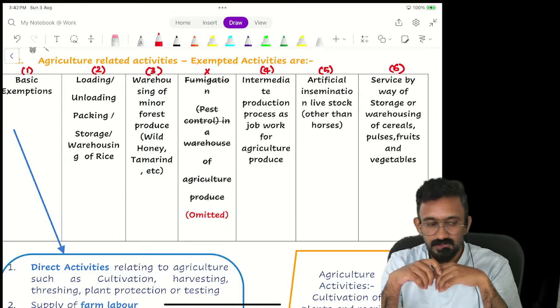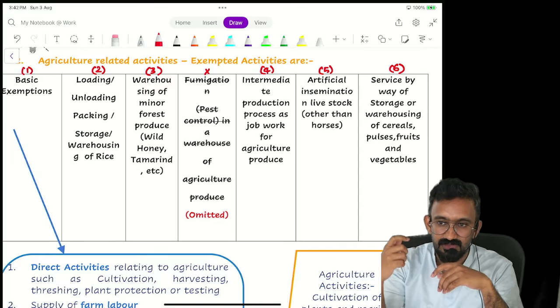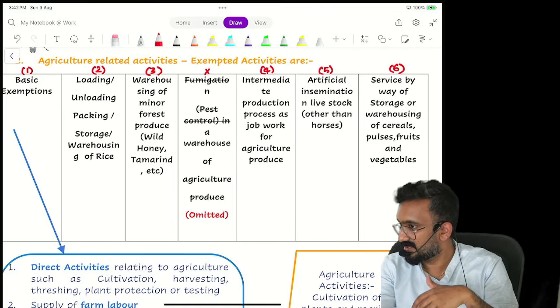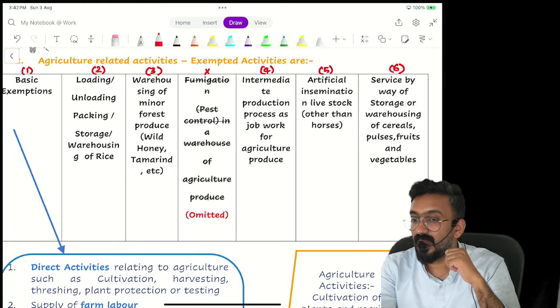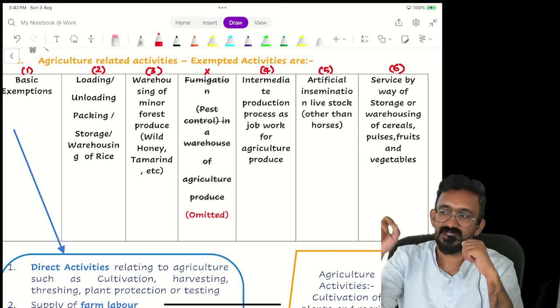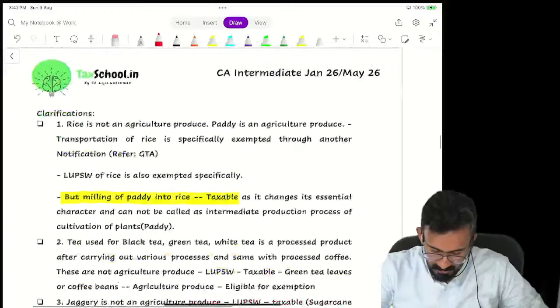Intermediate production process I have told you. The 5th one is artificial insemination, the injection that is given for fertilization of cows, and all those livestock apart from horses. Horses, since they are not considered agriculture farm animals, would not get exemption on this injection also.